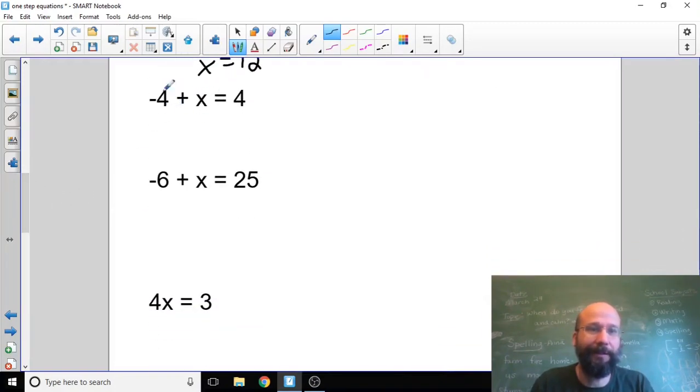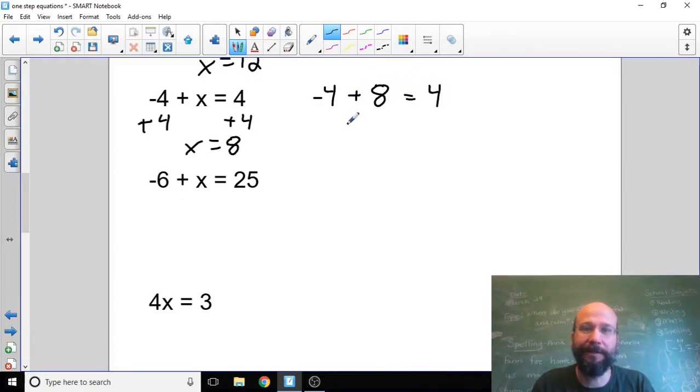So this one, unlike the other one, when there was no symbol, no sign in front of it, now we have a negative 4. So we know this is a negative number, and the opposite is going to be add. So in order to move this over, we're going to add 4. So that's going to be x equals 8. If we're unsure, we can put this in. So we're going to have negative 4 plus, instead of the x, I'm going to put in my answer, 8.